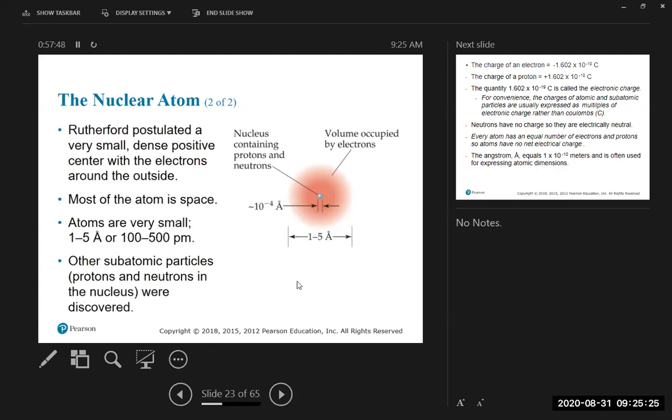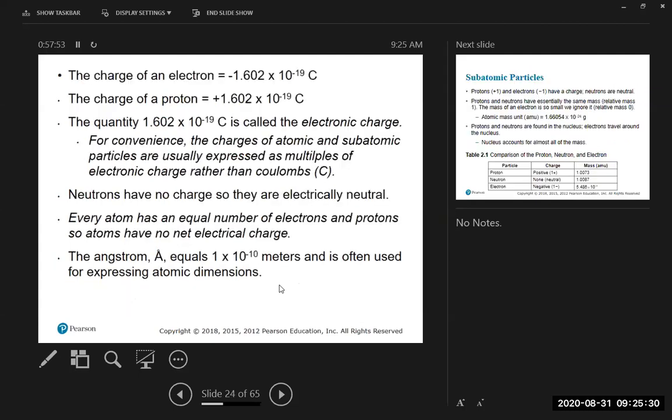The other subatomic particles, protons and neutrons, are located in that nucleus. Some of the things that were discovered is that the charge of an electron is minus 1.602 times 10 to the minus 19 coulombs. The charge of a proton is just the positive of that. That quantity is called electronic charge. We rarely talk about it with those numbers because a long time ago it was determined that you would use multiples of this. So when you talk about charge, you usually talk about +1 or -1 or something like that. You don't say the coulomb number.